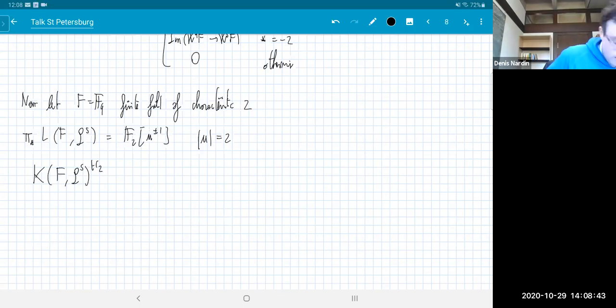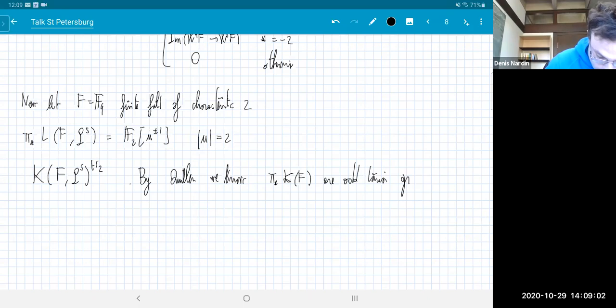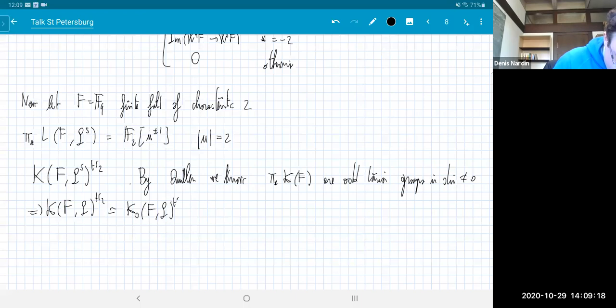Then we can also study the Tate of the K-theory. Now, by Quillen, we know that the homotopy groups of the K theory are odd torsion groups in dimension different from zero. So the Tate is the same as the Tate of the pi zero, which is Z with the trivial action. And so the homotopy groups of the Tate are just F2.